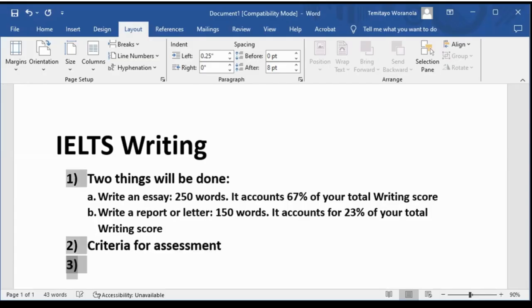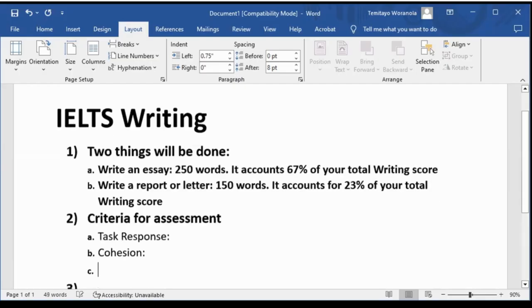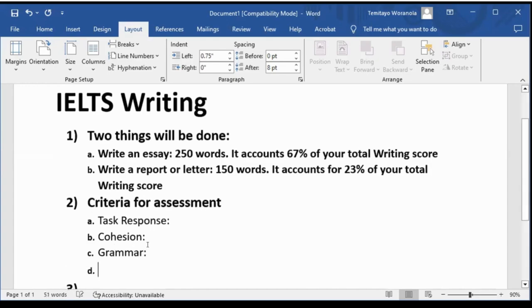What are the criteria that will be used to assess our essay? There are 4 criteria that will be used to assess your essay. Number one is what we call task response. Number 2 is called cohesion. Number 3 is called grammar. And number 4 is called vocabulary. I'm just going to give you three important things that you need to keep in mind when it comes to these 4 criteria for you to get a good score.